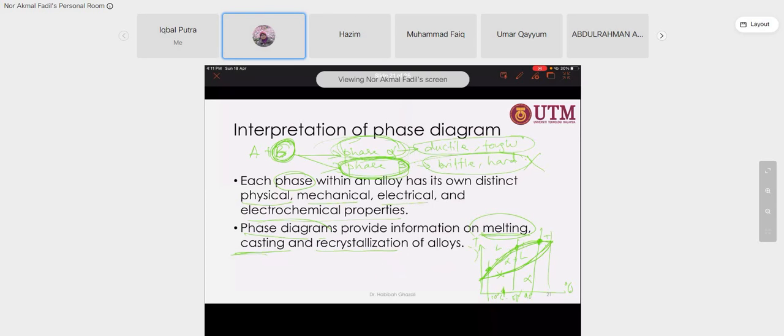So you have at room temperature, you heat it up, approaching this temperature, it starts to form liquid. So 1/3 of this melting temperature, or temperature where it begins to form liquid, you can get recrystallization behavior of the alloy. So now we talk about alloy, not pure metal. So from the alloy, from the phase diagram, the information of this alloy we can obtain such as melting, casting, recrystallization of the alloy.